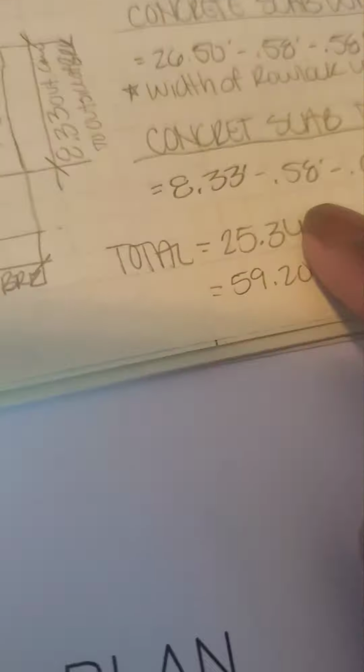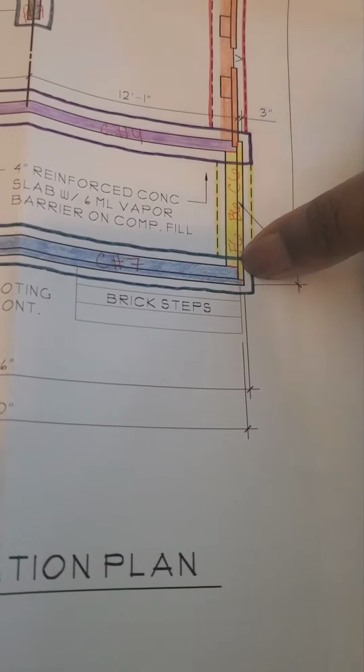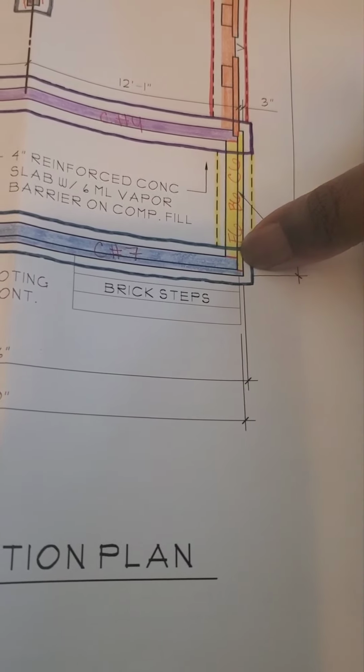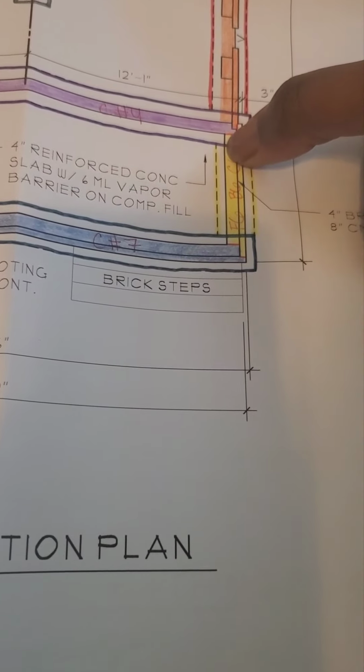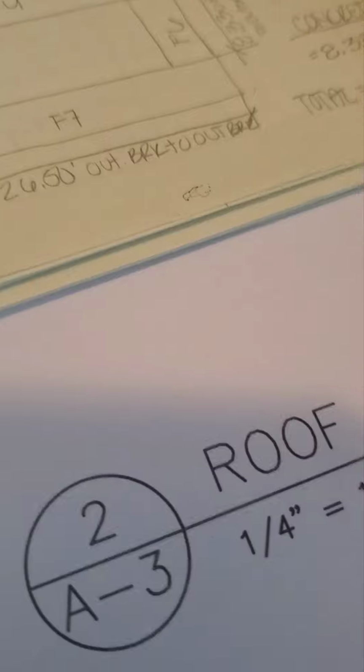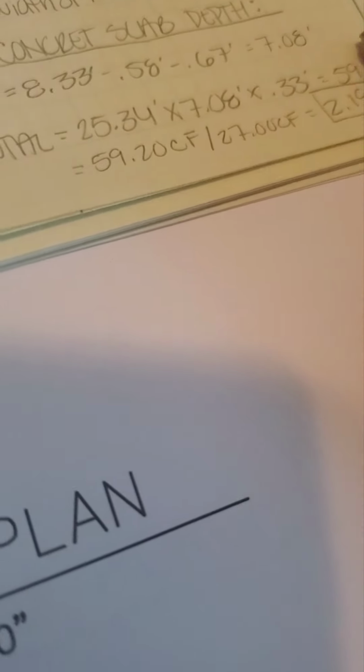So if we're looking at it once it's colored, this is my 8.33 length. I took 7 inches off the front because remember, we're not including that 1-inch overhang. And then I took a full 8 inches off of the back in order to get my concrete slab, and that gave me my dimension of 7.08.